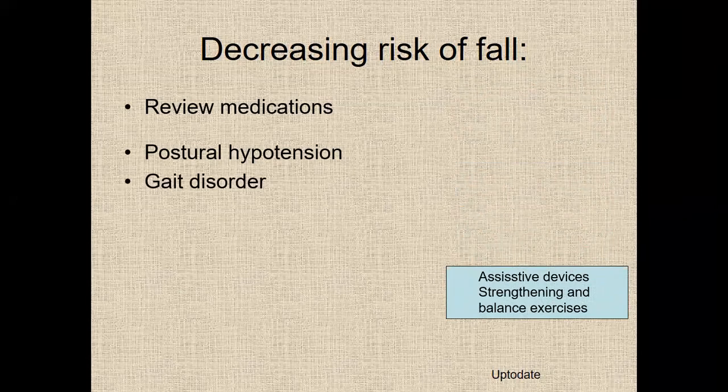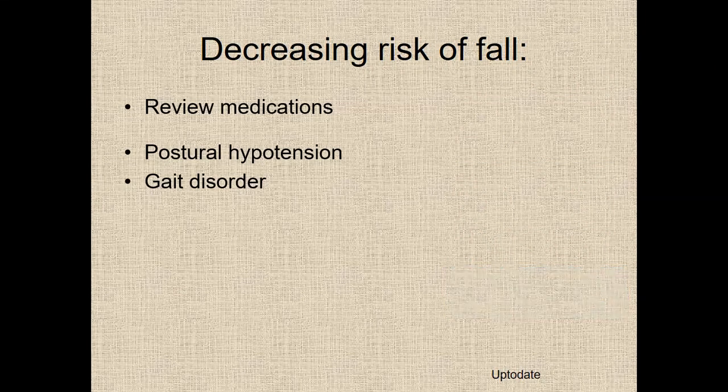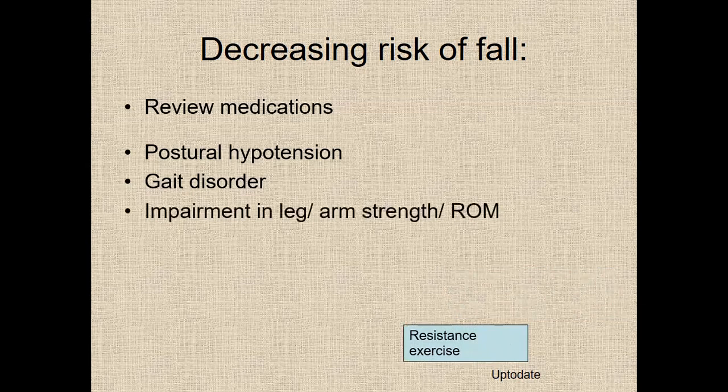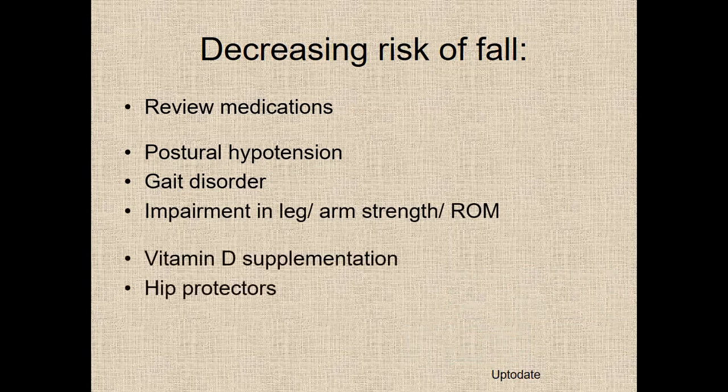If you see there are gait disorders, then obviously you need to give some assistive devices, some strengthening and balancing exercises that are going to help the patient not to develop falls. For impairment in the legs and the arms and the range of motions, you need to give some resistance exercises to the patient and educate them about that, so that it can decrease the risk of fall. Vitamin D supplementation is also very important because of the muscle weakness, and some hip protectors if required.